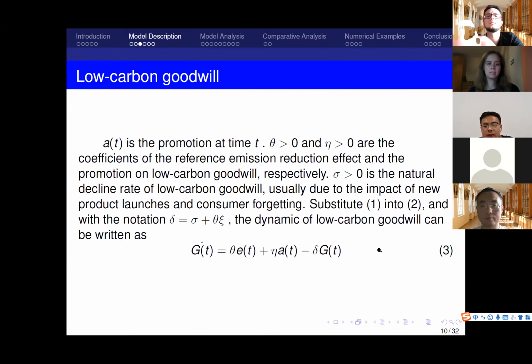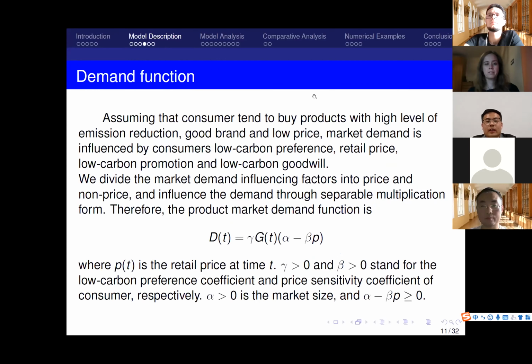Substitute equation 1 into equation 2, and with the notation delta equals sigma minus this, the dynamic of low carbon goodwill can be written as this equation. Now is the demand function. Assume that consumers tend to buy products with a higher level of emission reduction, good brand, and low prices. It's common knowledge.